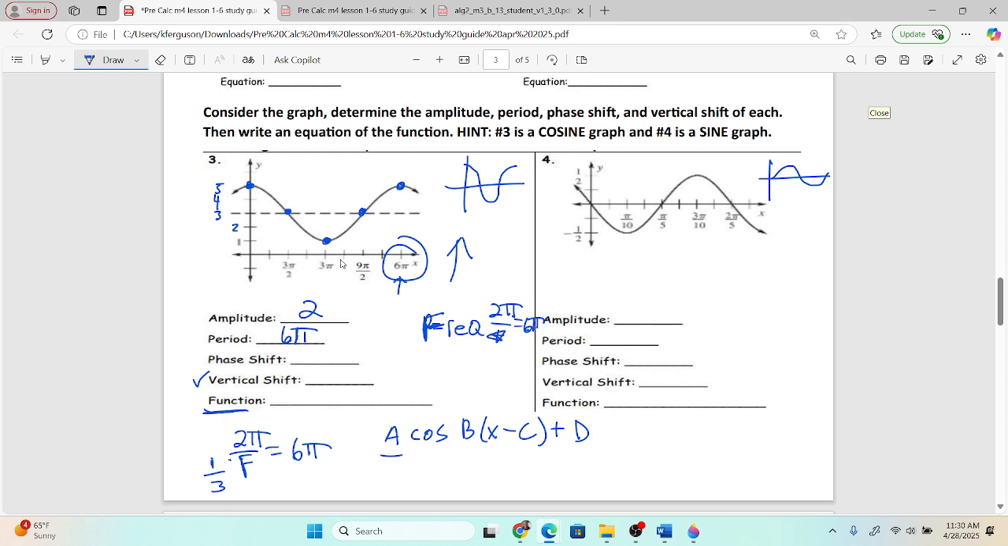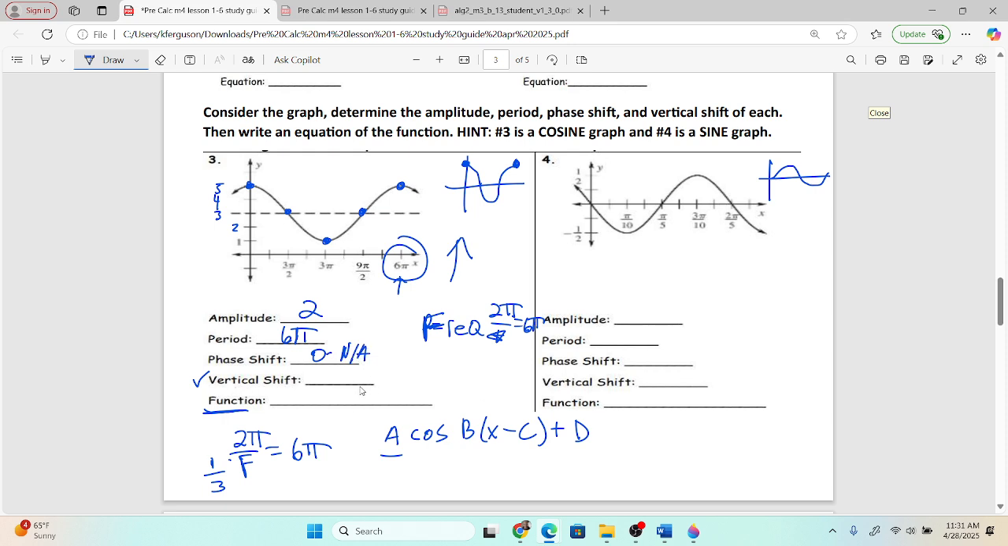Phase shift. Did it move left or right? Well, remember how my graph's supposed to start. It's supposed to start at the y-axis, at the high point, and it's supposed to end at the high point. Did it start at the high point here? Yeah. So then there was no phase shift. It didn't move left or right. So that's 0 or NA.